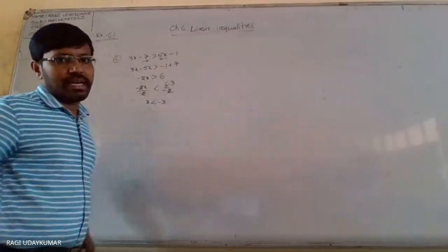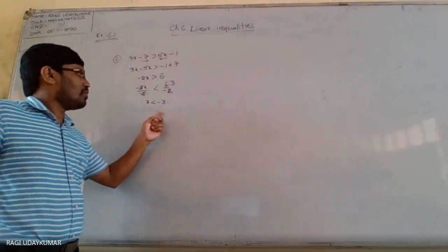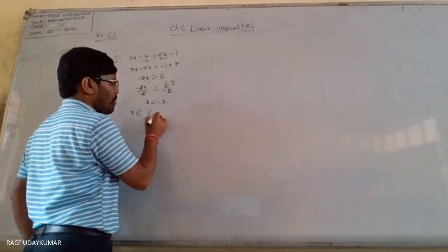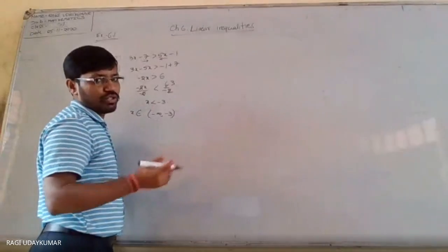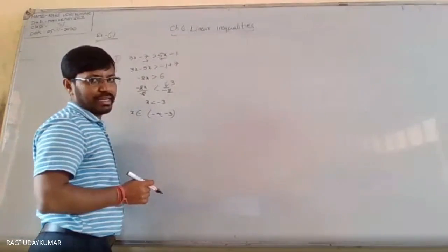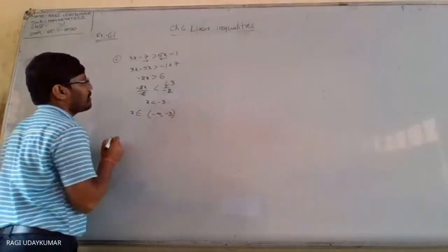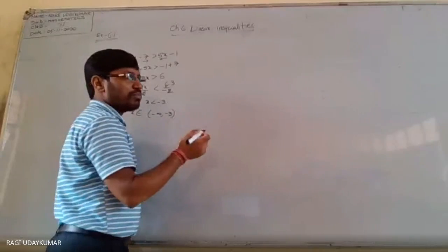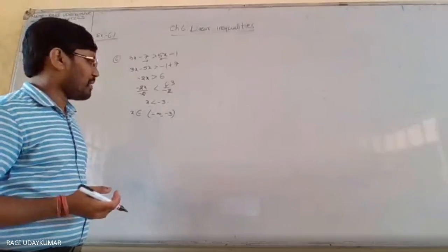The solution is x is less than minus 3, for all the real values. So whenever it is given to you, you can write the solution. The solution is x belongs to the minus infinity to minus 3 open interval, not closed. It is open interval to be taken into consideration. Okay? Understood? Or you can express this in a set builder form also.